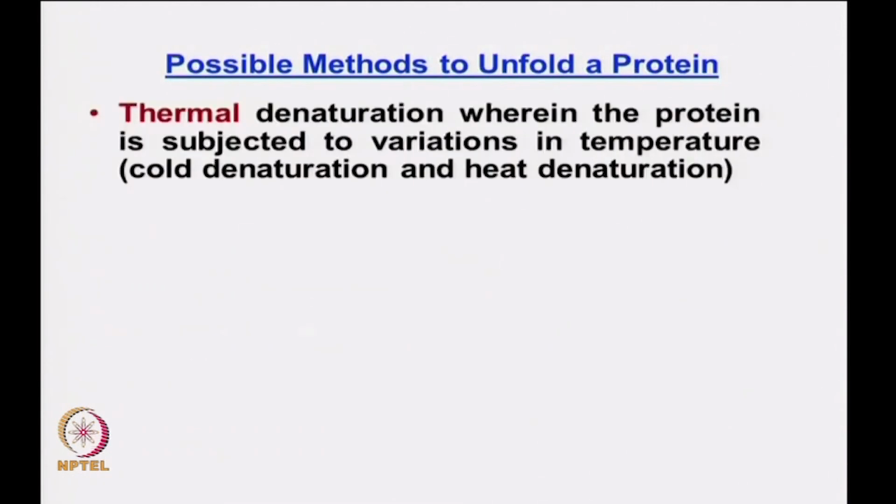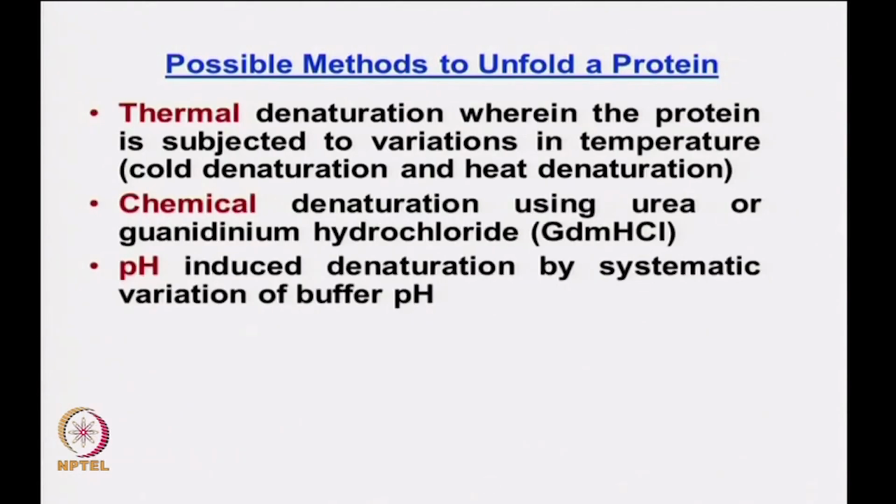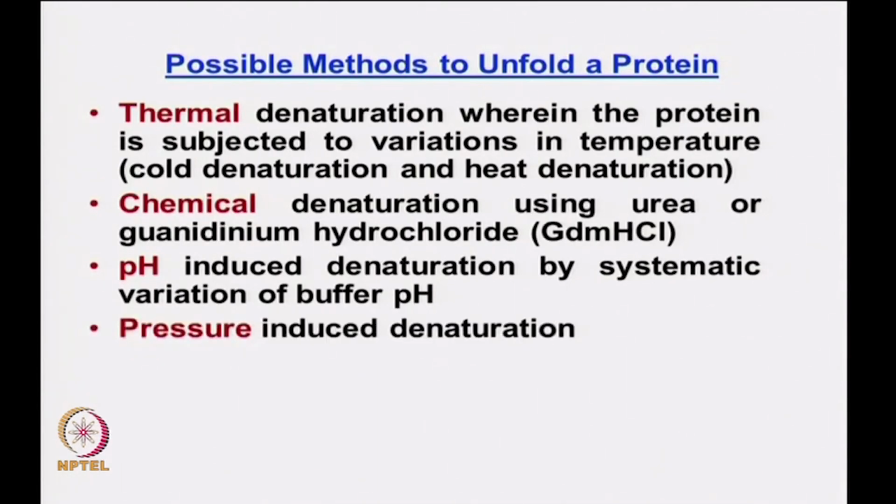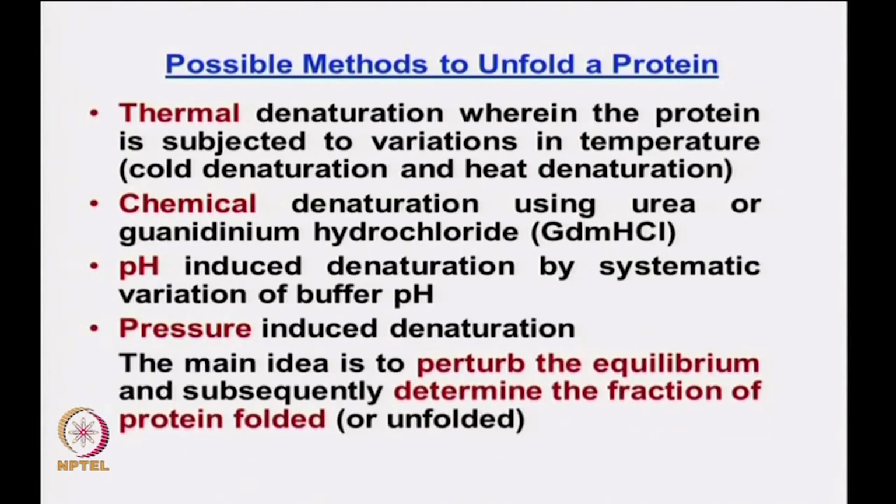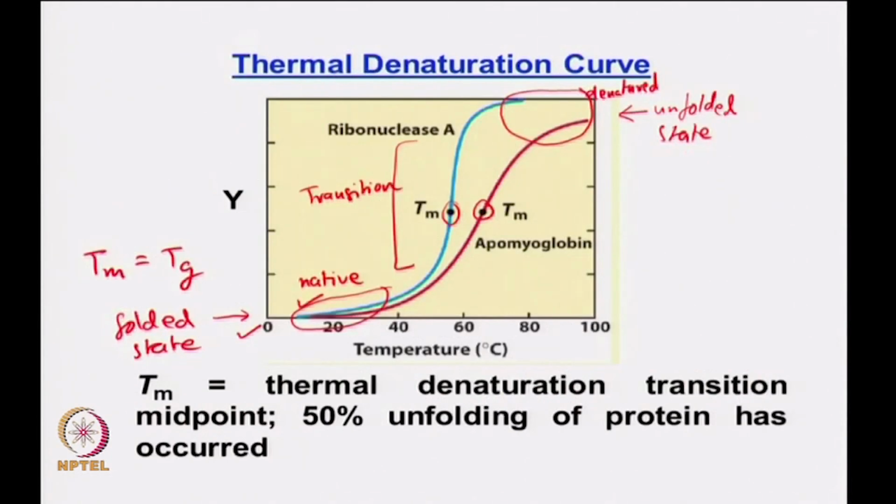So, what are the possible methods to unfold a protein? This we looked at. One was thermal, one was chemical, one was pH, and the other was pressure. Again, the main idea is that you perturb the equilibrium and determine the fraction of protein folded or unfolded. Since we are doing a denaturation, going to the denatured state, we would rather look at the fraction unfolded or the fraction denatured. So, this was one of the starting points of a discussion on protein denaturation.